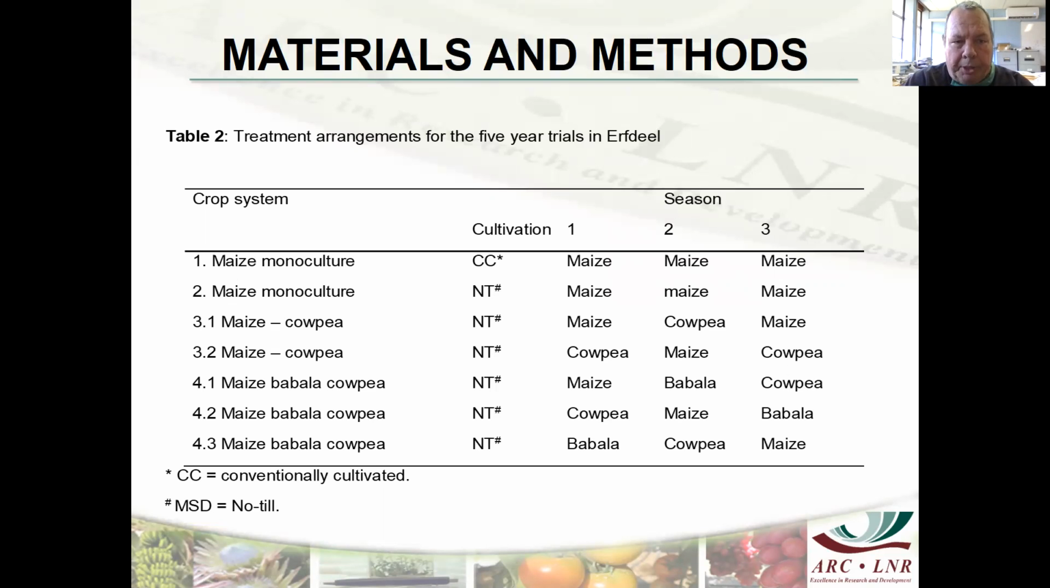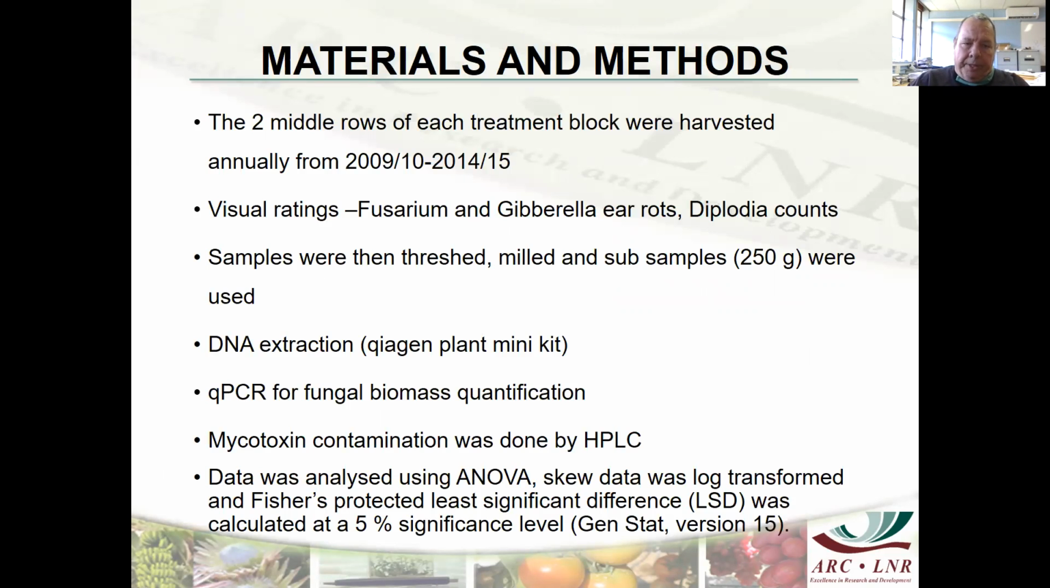Then similarly at Erfdeel, which is on a sandier soil, there were similar crop rotations, just we did not include the sunflower. The 2 middle rows of each treatment block were harvested annually from 2009-10 to 2014-15. Visual ratings were done for Fusarium and Gibberella ear rots and for Diplodia counts.